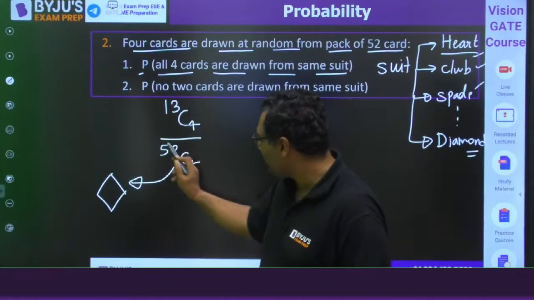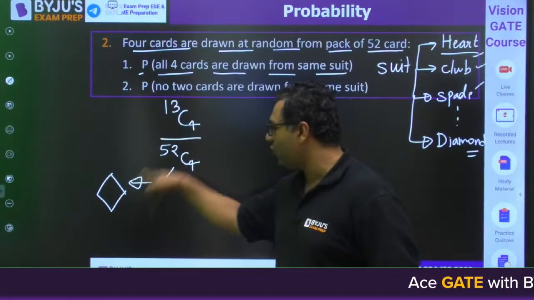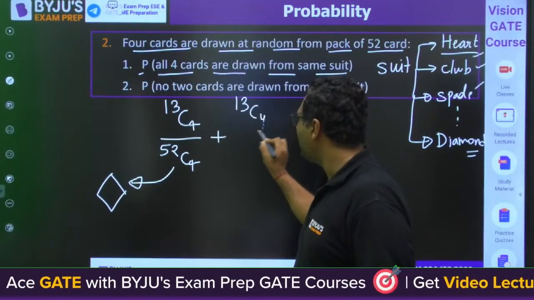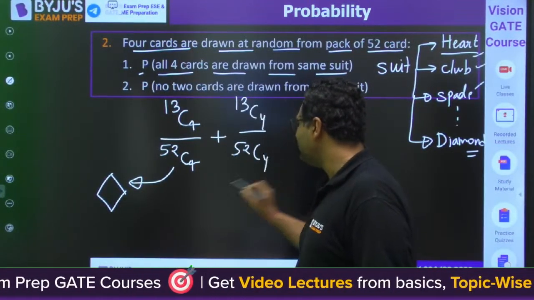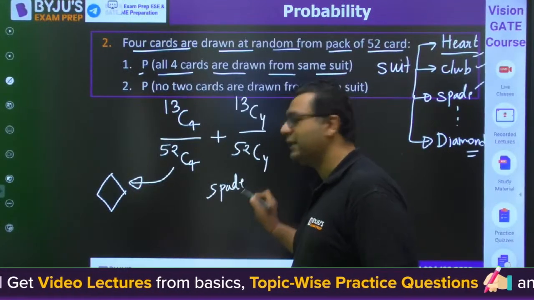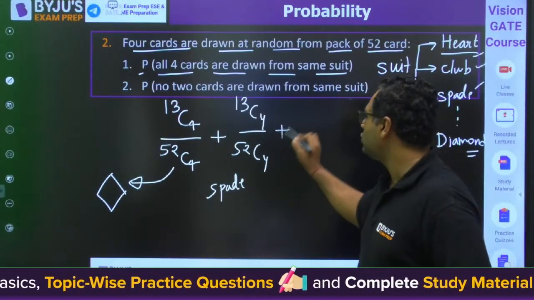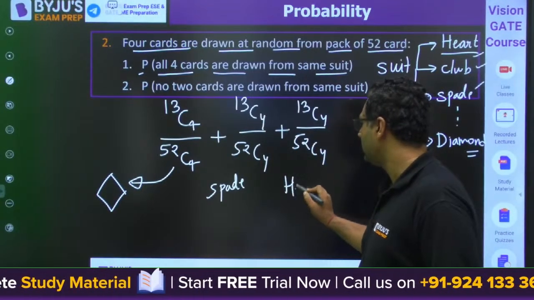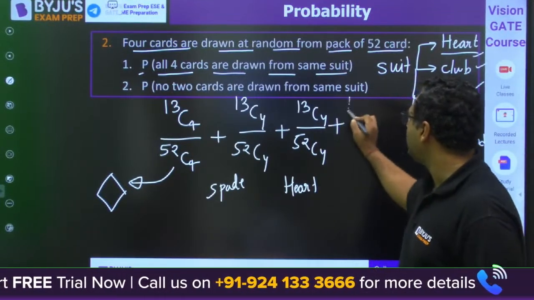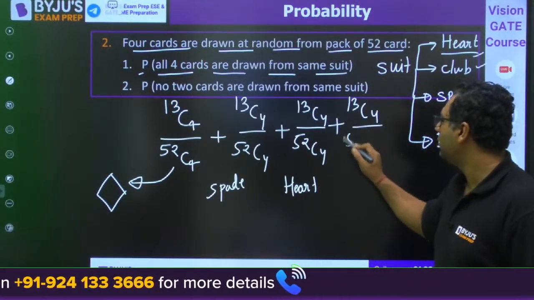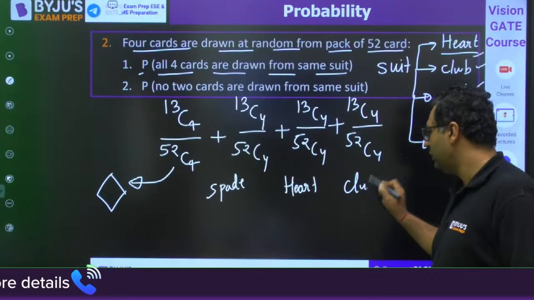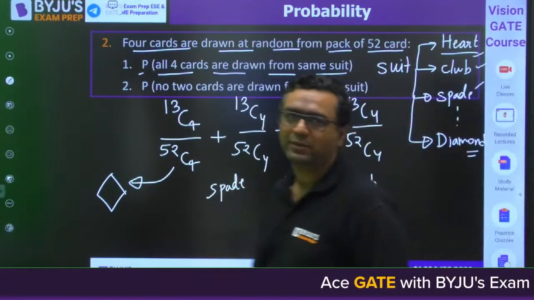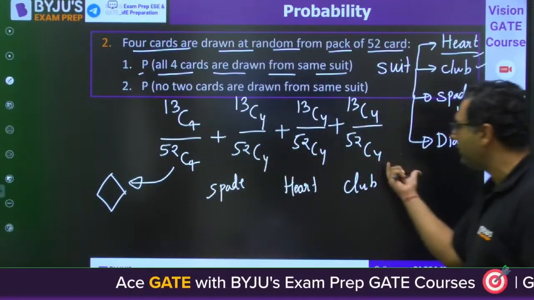So 13C4 by 52C4. You can take all the 4 from the diamond, plus you can also take all the 4 from the spade. You can also take all the 4 from the heart, and all the 4 from the club. In all the 4 cases, you will get all the 4 cards from the same suit. So that's why I have added their probabilities.